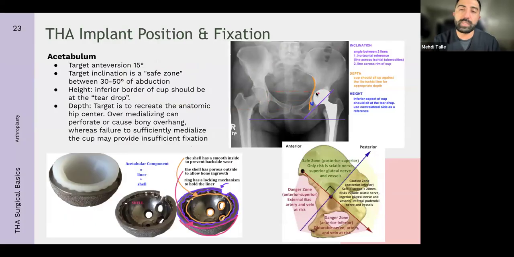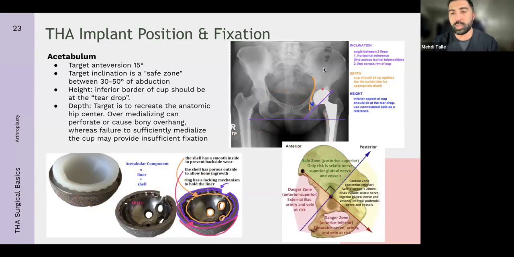The depth of how deep you're putting in your acetabulum is important. If you put it in too far, you can rarely perforate into the pelvis, or lead to some bony overhang from the residual acetabulum. Whereas if you don't medialize far enough, then you can have too much hip offset, which is good from a stability standpoint. But what ends up happening is you may not be able to seat enough of your cup and may be sacrificing a little bit of fixation by not getting enough bony contact to this acetabular shell. You sometimes will see this diagram.